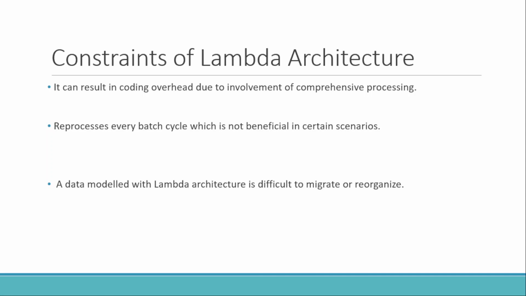As for the constraints, the Lambda architecture can sometimes become very complex due to the coding overhead from the involvement of comprehensive processing. It can also involve reprocessing every batch cycle, which is not beneficial in certain scenarios. Data modeled with the Lambda architecture is also very difficult to migrate or reorganize. So these are the various benefits as well as challenges involved in incorporating Lambda architectures.